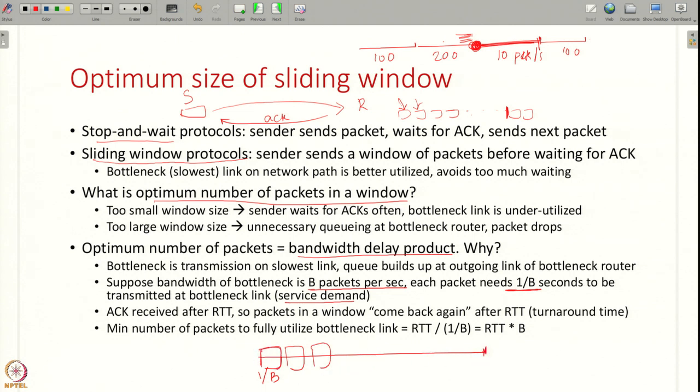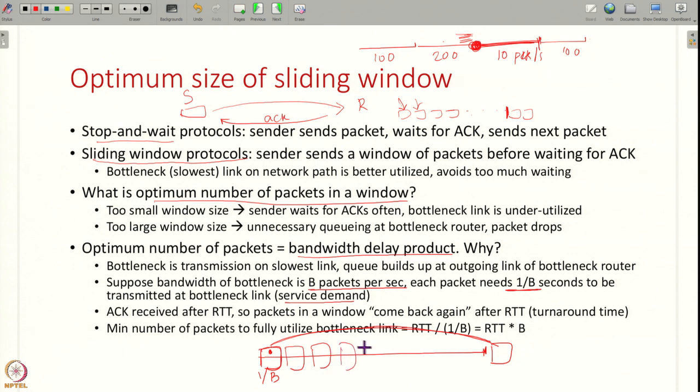Once it transmits a packet, this packet will reach the receiver, an acknowledgement will come back, and the next packet from the sender will come only after RTT. So the turnaround time is basically RTT. The bottleneck link forwards a packet, the packet reaches the receiver, the ACK comes back, and the sender sends the next packet, and this entire loop completes. When will this particular slot in the window come back again? It will come back again after RTT. So you can map it to the same idea, it is like a closed loop system.